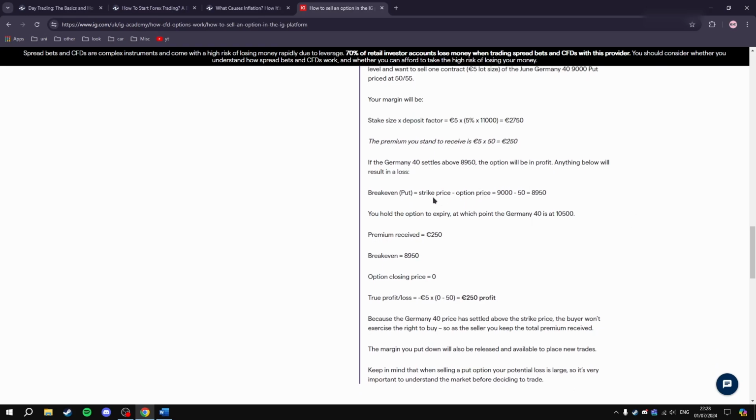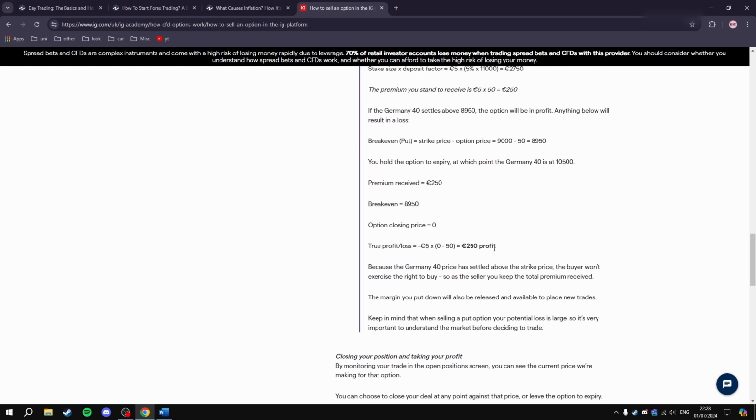Break even for a put equals strike price minus the option price, which is 9,000 minus 50, so 8,950. You hold the option to expiry, at which point the Germany 40 is at 10,500. Premium received is €250. Break even is 8,950 points. Option closing price is 0. True profit or loss equals minus €5 times by minus 50, which is 250 euros of profit, which is your premium basically.